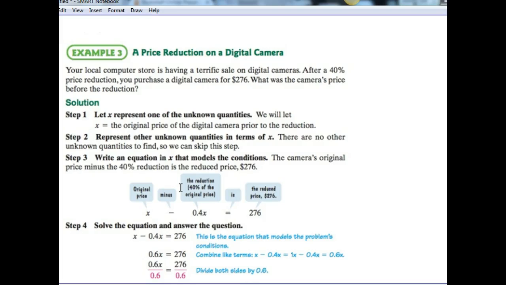Hello, we're looking at example 3 in your pre-calculus part 1 textbook. This is found on page 105. It's talking about how to do a price reduction on a digital camera.